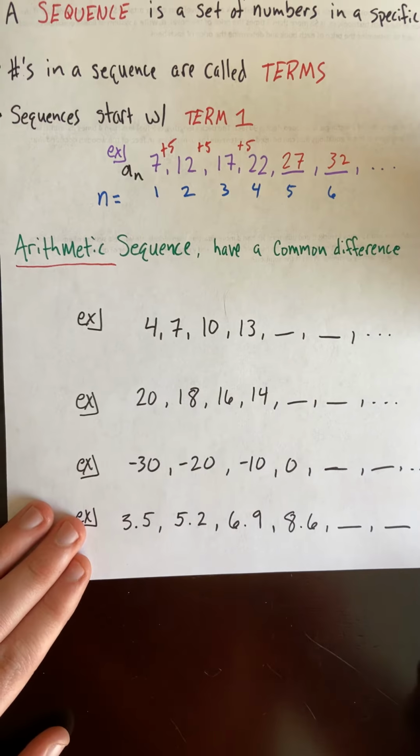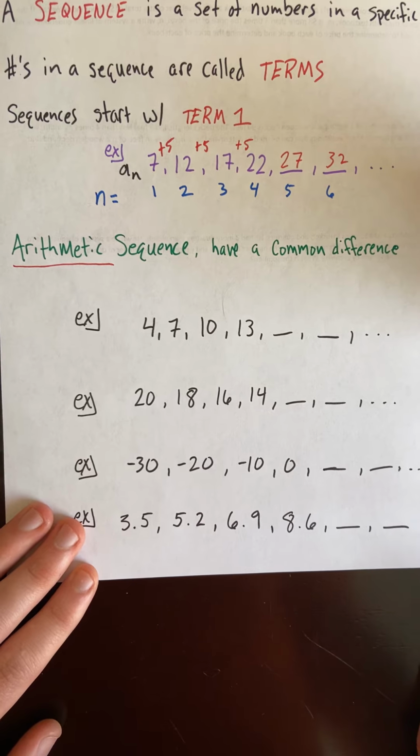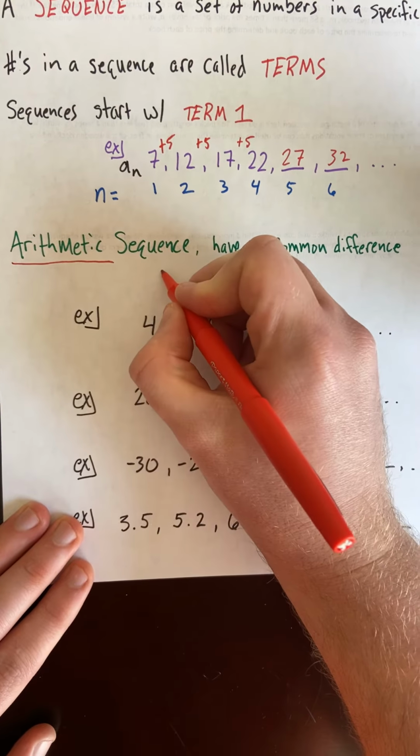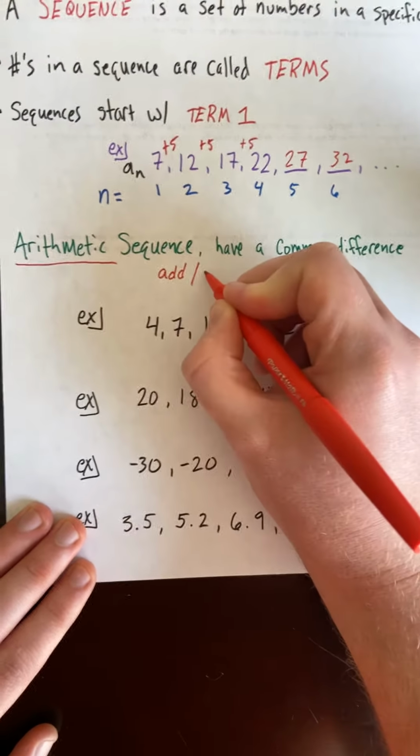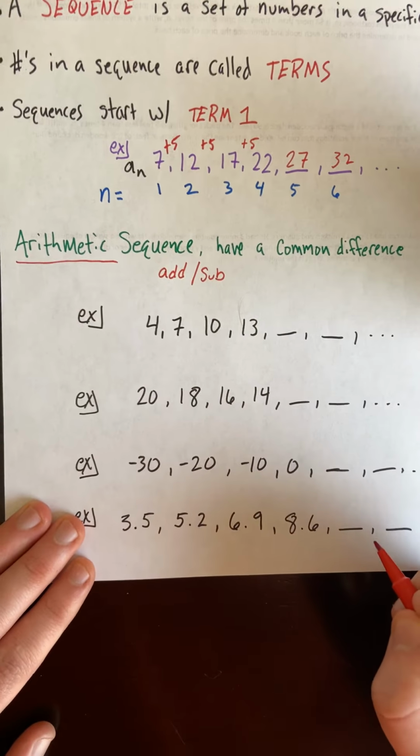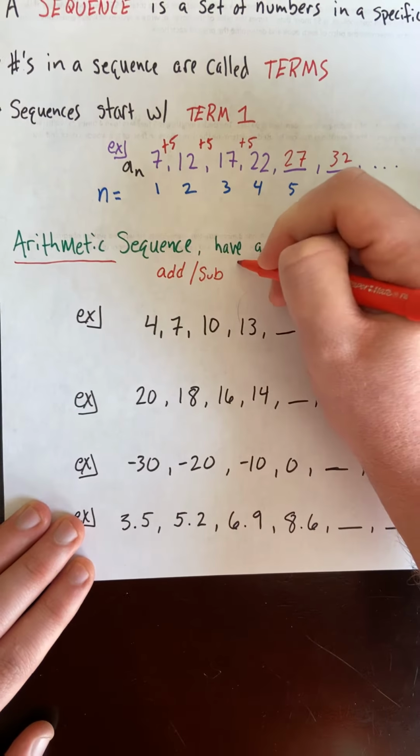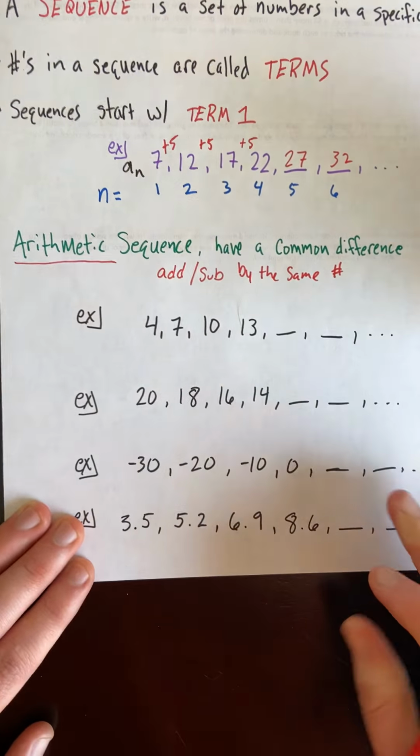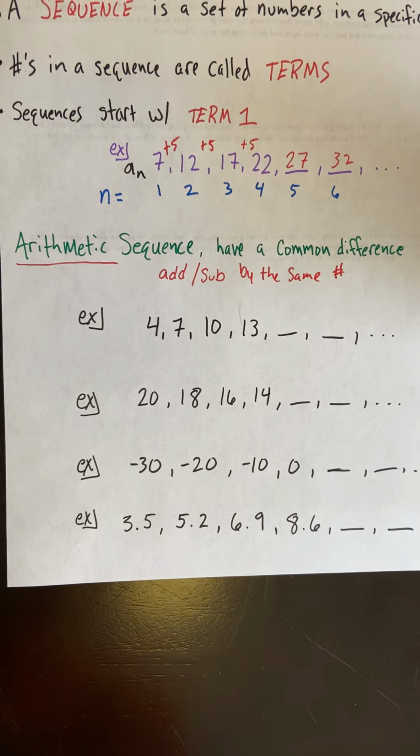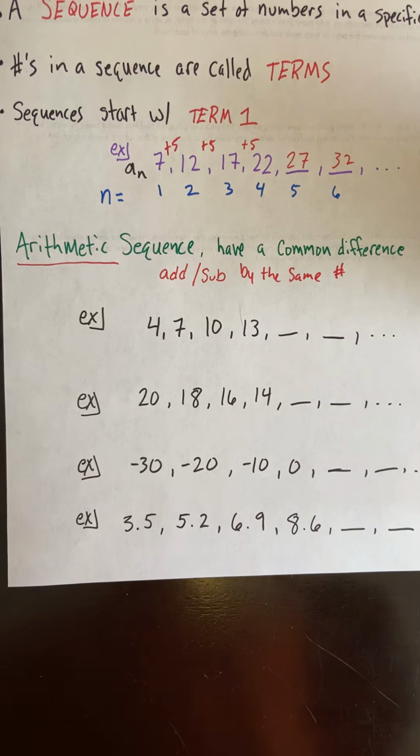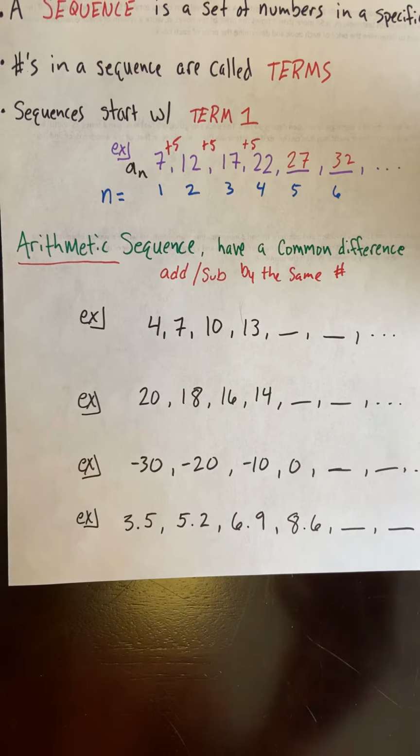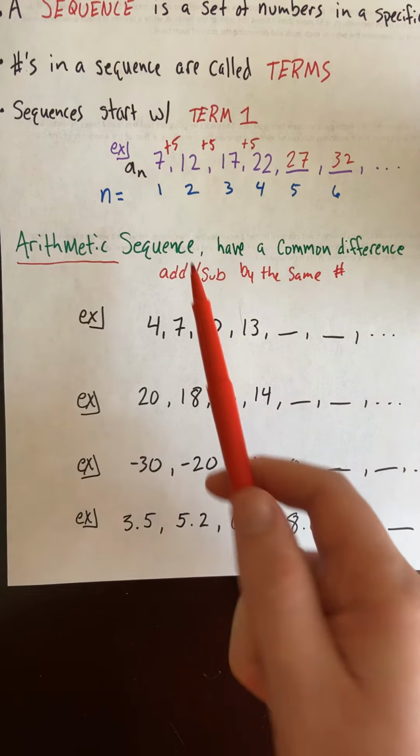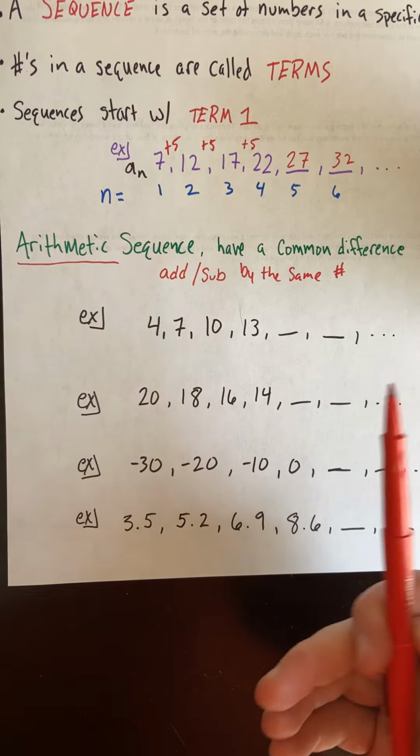Arithmetic sequences can be identified by having a common difference. What I mean by a common difference is that we are consistently adding, and we're going to look at some examples where we're subtracting as well, consistently adding or subtracting the same number over and over again. This is what's going to produce an arithmetic sequence. In the last example we looked at, where we're consistently adding 5, this sequence would be referred to as an arithmetic sequence.